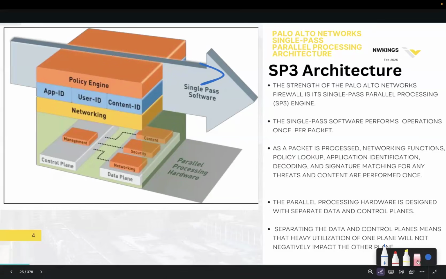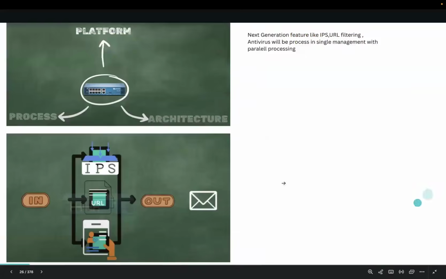Now, it is very difficult to understand using this many diagrams. Let's understand using easy terms. I know it is very difficult to understand this diagram. Let's understand with an easy diagram.